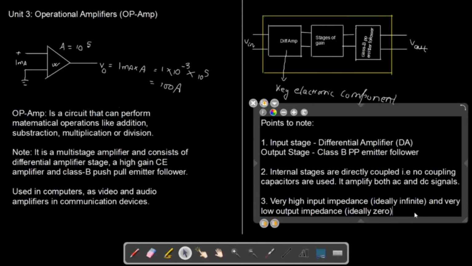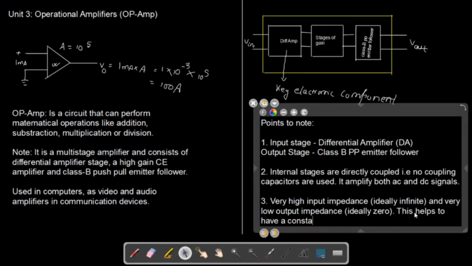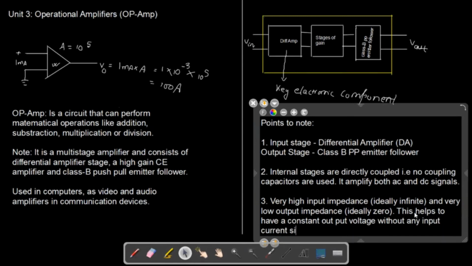So this helps to have a constant output voltage without any input current signal. So this is why it is important to have a very high input impedance. And the gain factor that I was talking about is there.